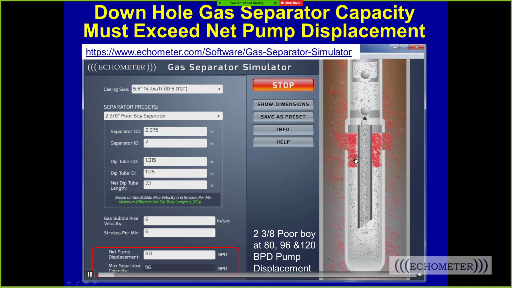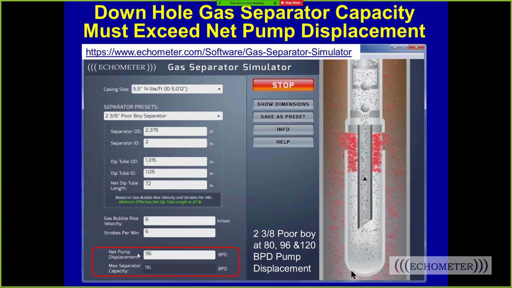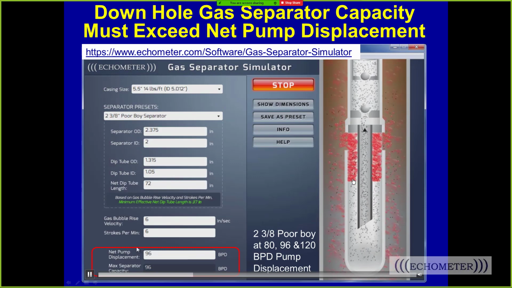The gas bubble rise is 6 inches per second on the way up. Now, on the way down, the gas velocity could be higher or different because the liquid is carrying the gas. In a separator simulator, the gas bubbles are always floating inside the pump chamber at 6 inches per second, but the downward velocity is controlled by the pump displacement, and the upward velocity once the pump stops is 6 inches per second.